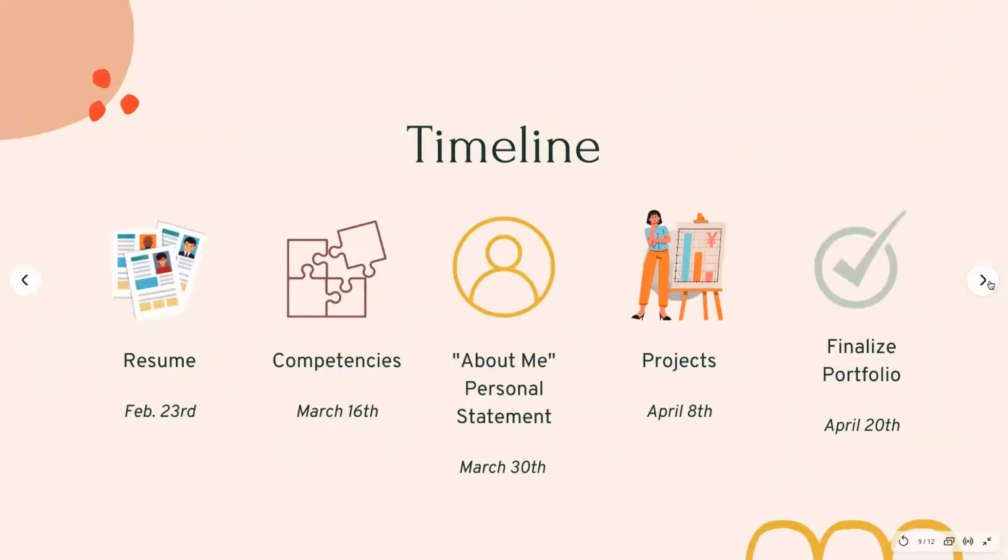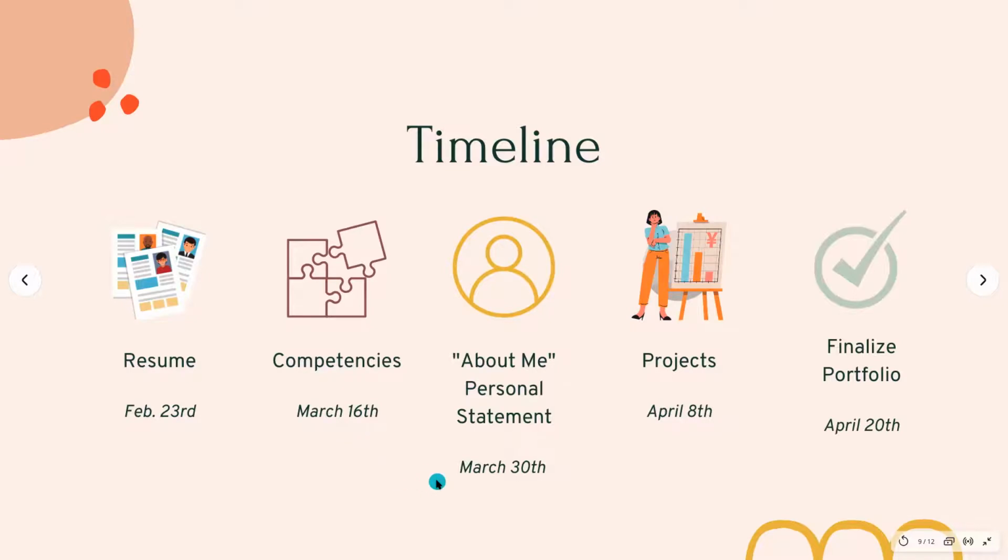And so what's the timeline that we're asking folks to engage with these artifacts? This is the order that we're asking folks to complete these pieces, and we did this intentionally. We want folks to do an updated resume. We know that things might change by the end of the semester, but what you have for now would be fine by February 23rd. Competencies will be important to recognize before reflecting a little bit about yourself. I think these competencies will help folks talk more about themselves in the About Me. So we'll have that due March 16th.